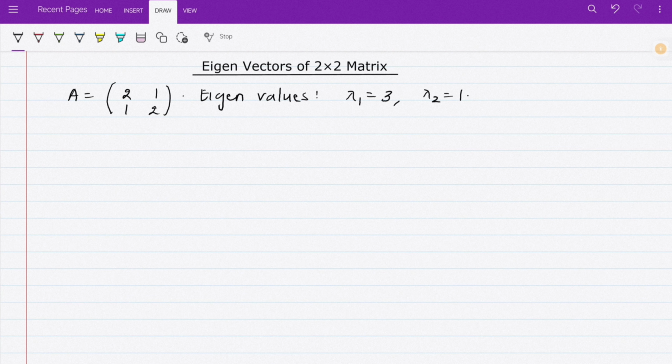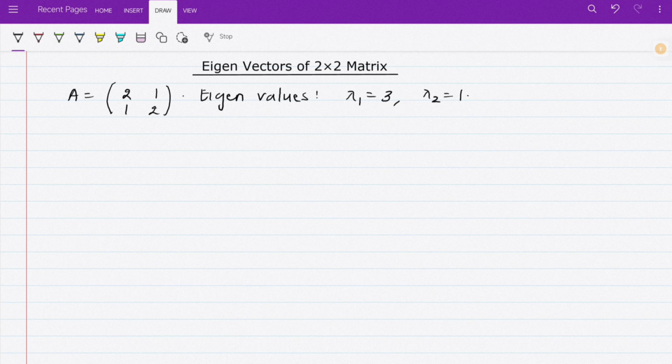Today, we are taking the next step, finding the eigenvectors that correspond to those eigenvalues. Let's pick up right where we left off. Remember, we found the eigenvalues for our matrix A equal to [2, 1; 1, 2]. Let's say lambda 1 is 3 and lambda 2 is 1. Now for each of these eigenvalues, we will find the corresponding eigenvectors.